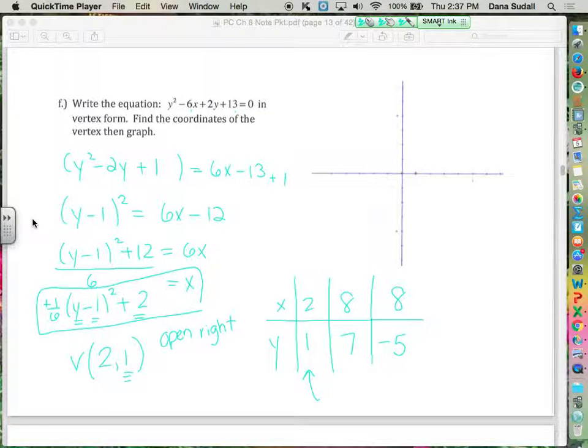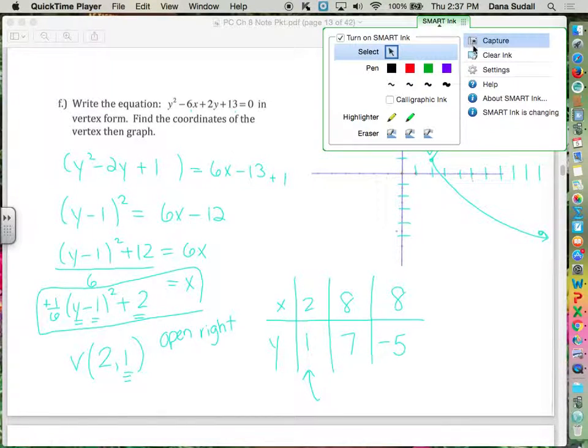So we can plot these points, 2, 1. That's my vertex. X is 8, y is 7. And then what do I have? 8, negative 5. So 8. We said it was going to open to the right. There it is with that vertex back there. So sometimes you get some fractions out in front like that, make it a little bit trickier there.